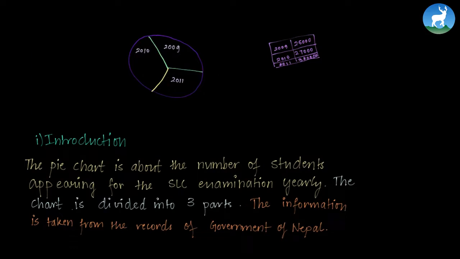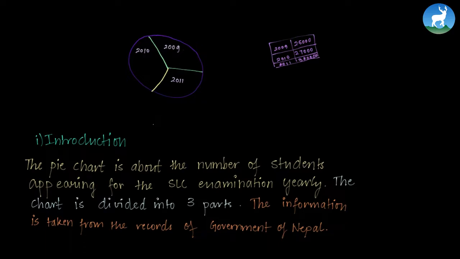So we first introduce the pie chart. The pie chart is about the number of students appearing for the SLC examination yearly. So what is the chart actually about? We are just describing in a short sentence. Then we further say the chart is divided into 3 parts. So as we have already drawn the chart, now we are moving. How are we drawing it? So we have divided the chart into 3 parts. That's 2009, 2010 and 2011, right?